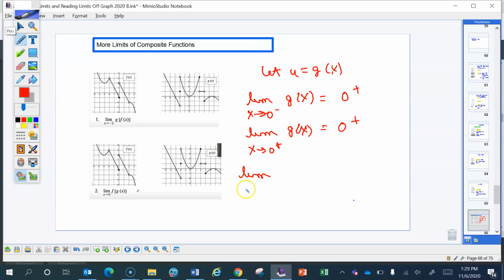So this is going to be the limit as u approaches 0 from the positive side of my outside function, which would be f of u. And coming from the positive side of 0, this limit is going to be 2. Okay, let's take a look at the next one, and then I'll let you try the last one on your own.